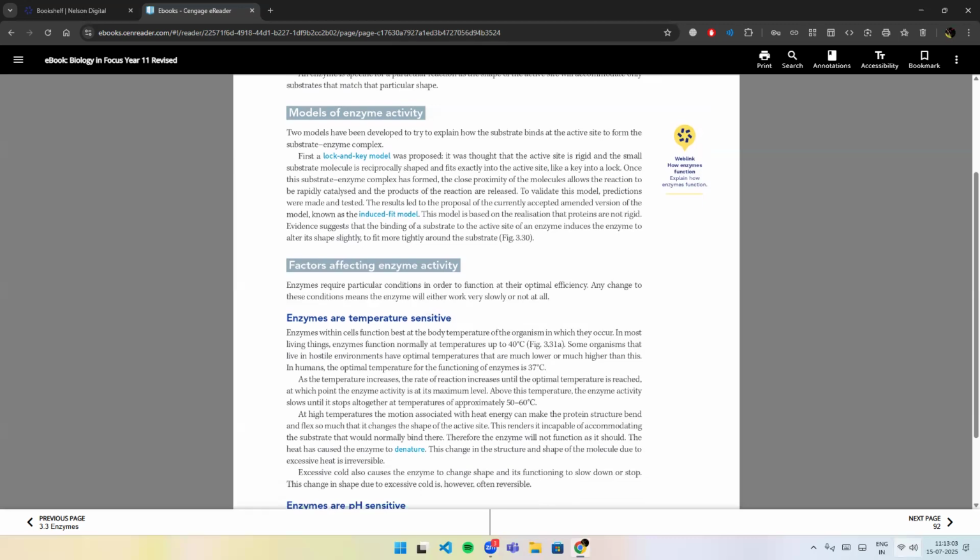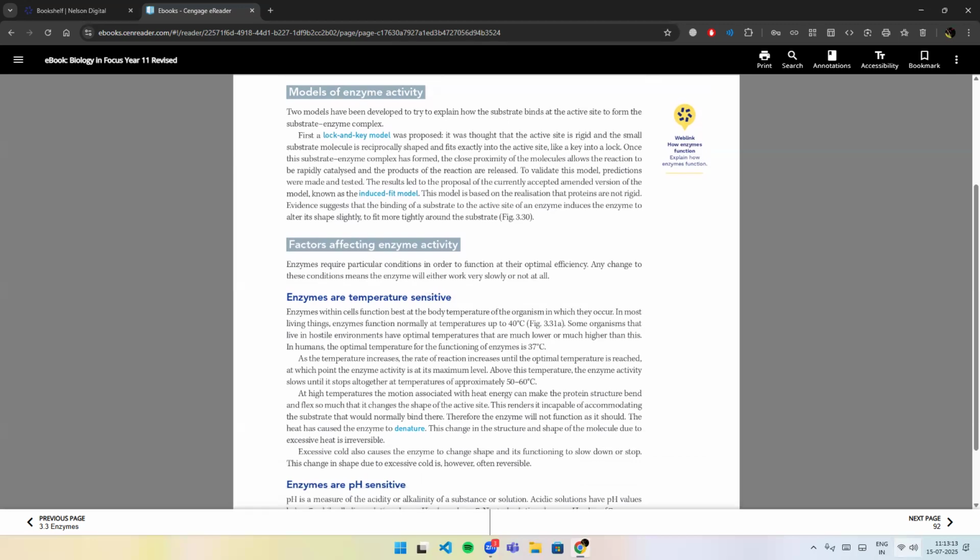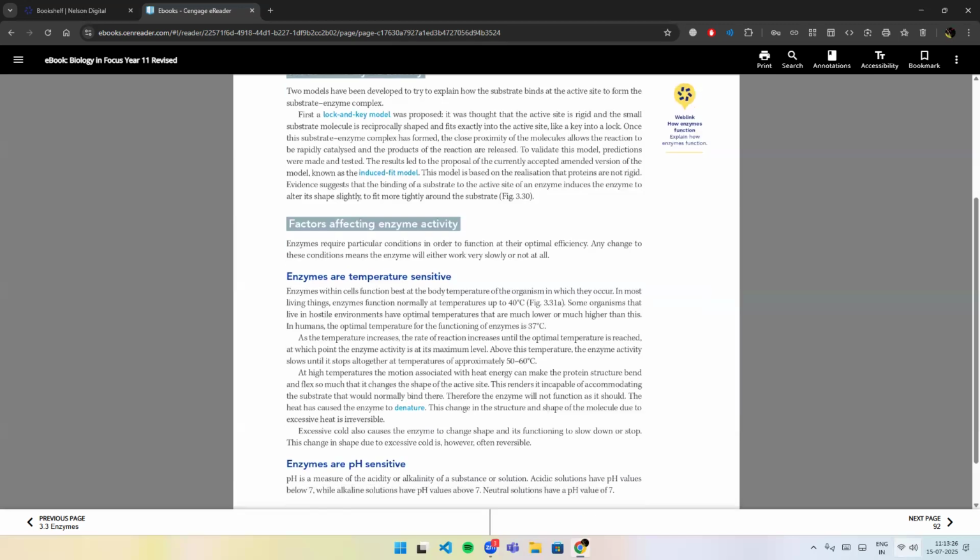Two models have been developed to try to explain how the substrate binds at the active site to form the substrate enzyme complex. First, a lock and key model was proposed. It was thought that the active site is rigid and the small substrate molecule is reciprocally shaped and fits exactly into the active site like a key into a lock. Once this substrate enzyme complex has formed, the close proximity of the molecules allows the reaction to be rapidly catalyzed and the products of the reaction are released.